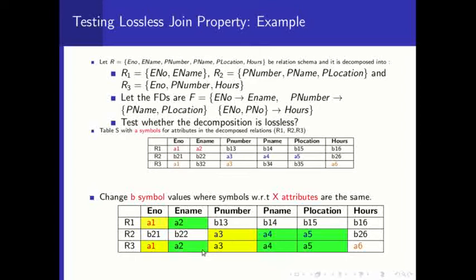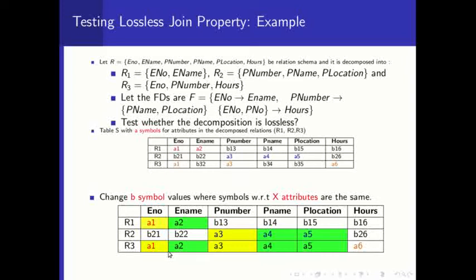There are no rows having A1, A3 as such, therefore you cannot change anything. But before that itself, this R3 row has now become completely A symbols only: A1, A2, A3, A4, A5, A6. This is what you got. Now the corresponding row R, we got all A symbols.